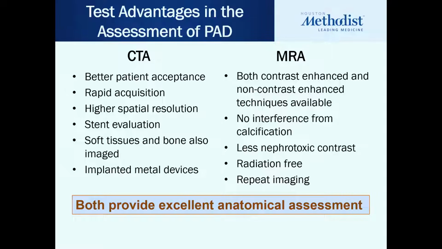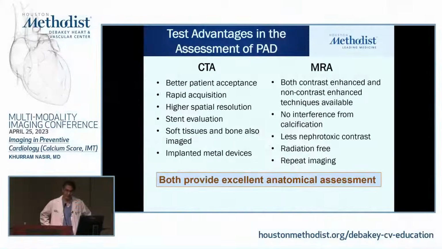All right, so time is getting short. When should you consider CTA? If you need a fast study, if your patient would tolerate a faster study, if you need higher spatial resolution, if you need stent evaluation, if you need soft tissue and bone landmarks, if you have a lot of metal in the patient.